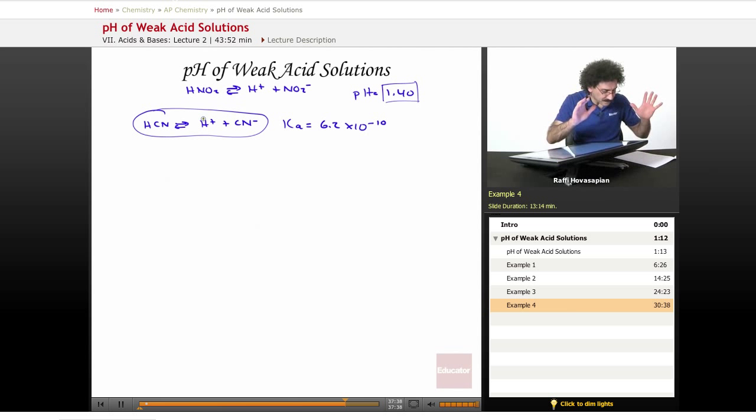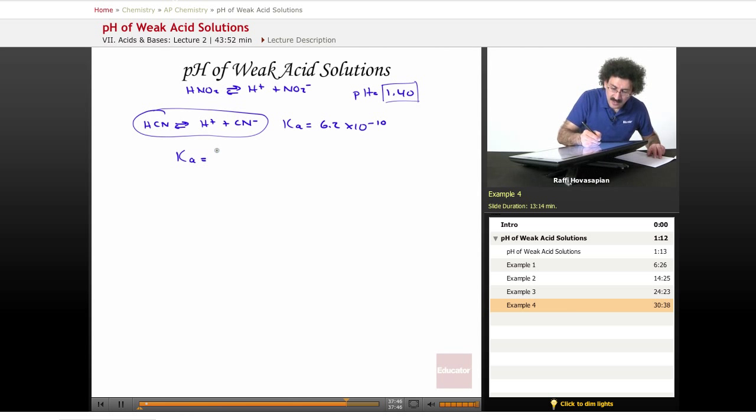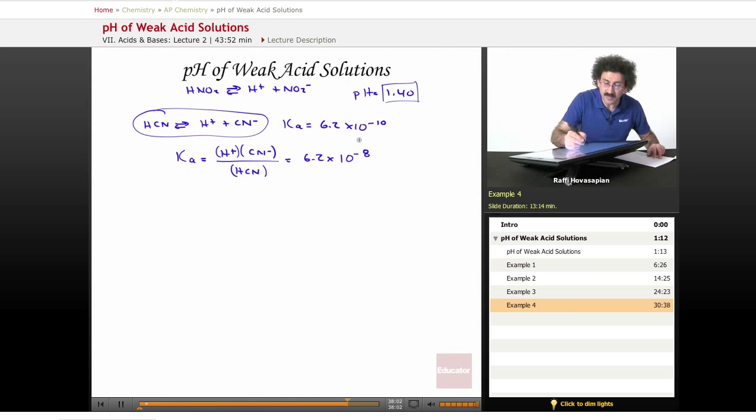So now let's go ahead and work this out. This says, so we know that the Ka is equal to H plus concentration times CN minus concentration over HCN concentration. That equals 6.2 times 10 to the negative 10. This is the equilibrium expression. Well, let's see.